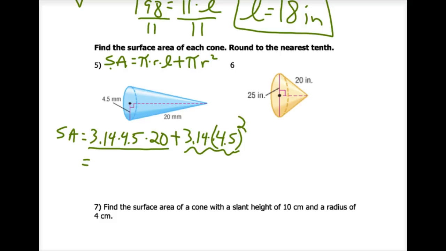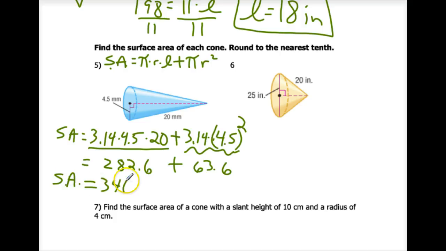Al, what'd you get for the lateral area? 282.6. That's what I got. So that's the area of the side of the cone. Did you get the area of the circle yet? 63.6. Excellent. Make sure you can get that. Leave that 63.6 on your screen. Save yourself some time, and then add them together. Al, what's the total surface area of this bad boy?